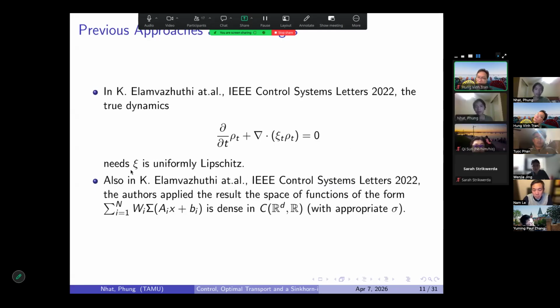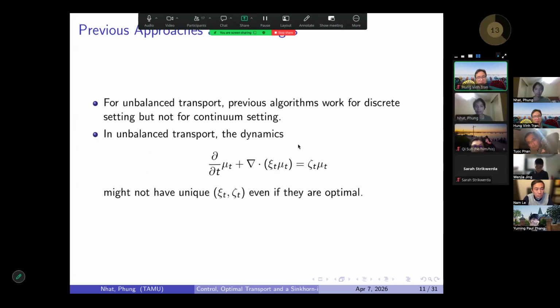One thing that we want to avoid is having to assume anything on the vector field here, because the vector field is something that we actually don't know yet. And then for the unbalanced transport that I mentioned, the inhomogeneous equation with the mass control, many previous algorithms were mostly for the discrete setting, so they don't have an algorithm for the continuum setting. So we have to make the algorithm for the continuum setting.